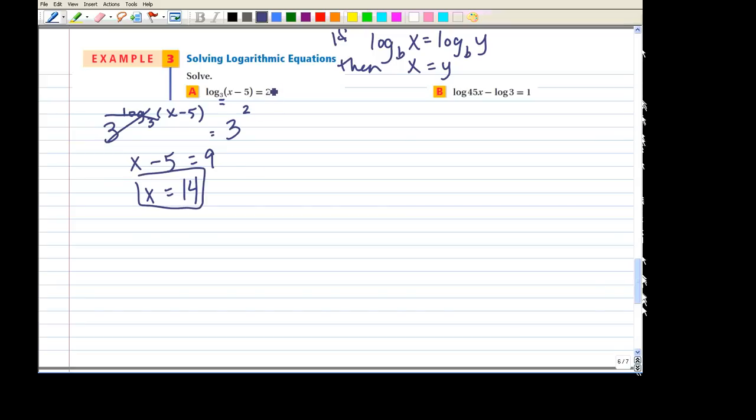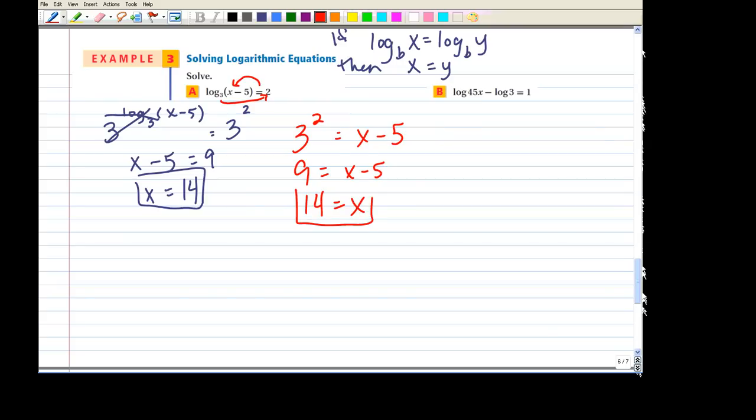You could also, going back to the equation that we've got here, do the little log roll thing, and rewrite this as an exponent. So I'm going to take 3 to the second power equals x minus 5. So 3 squared equals x minus 5. 3 squared is 9, and you get x minus 5, and add 5 again, you get 14. So you can choose to do that either way. Up to you, I don't mind.